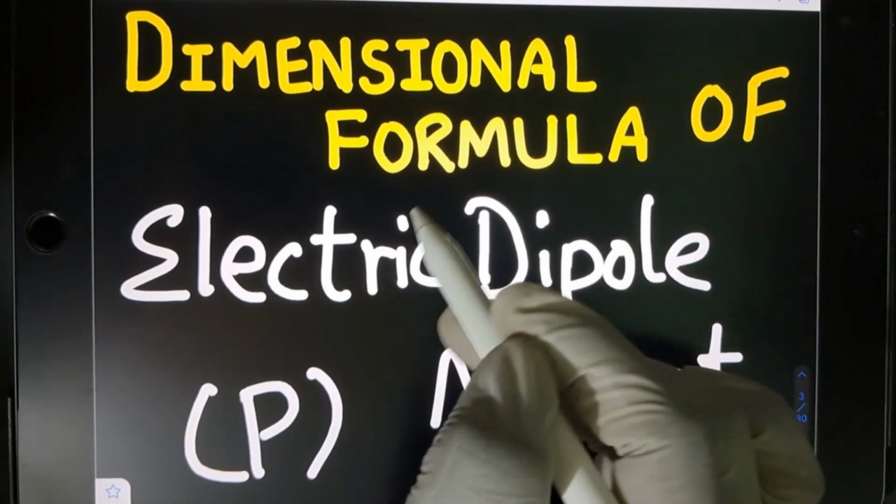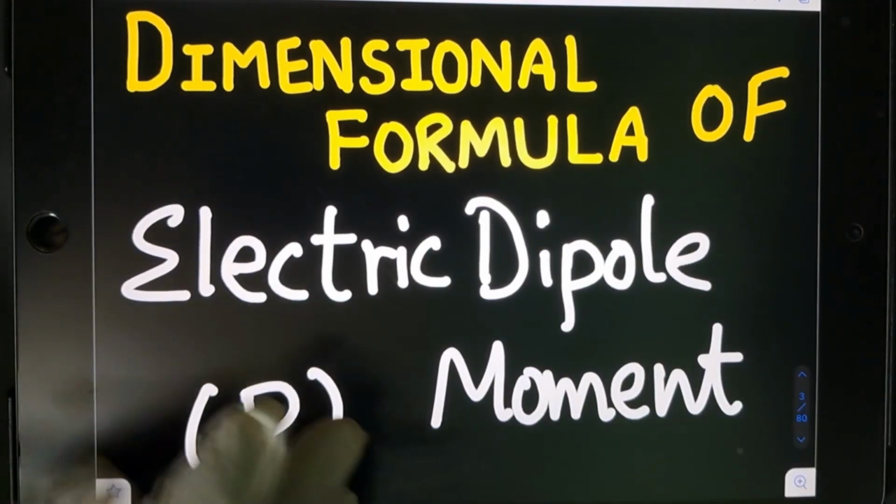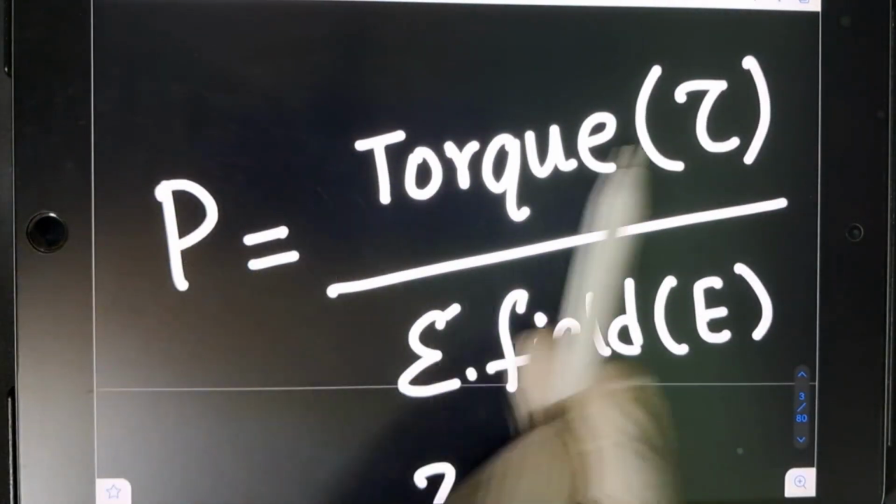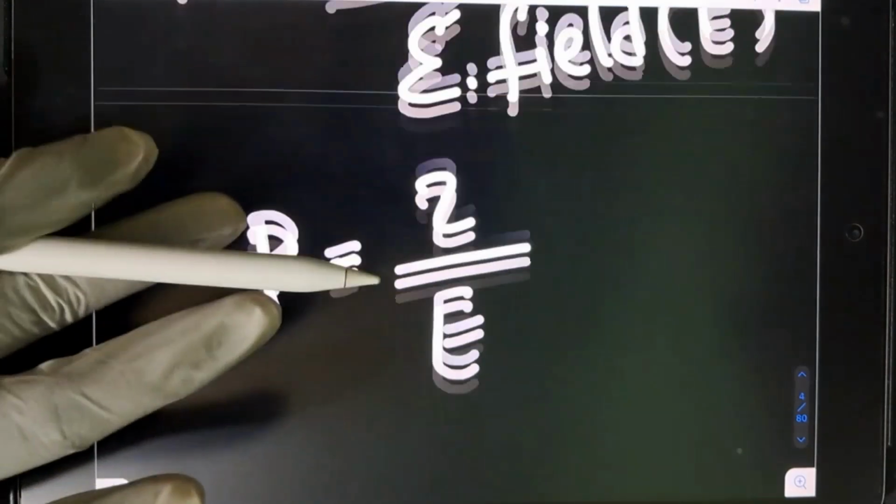To find the dimensional formula of electric dipole moment denoted by the letter P. Here P is equal to torque by electric field, tau by E.